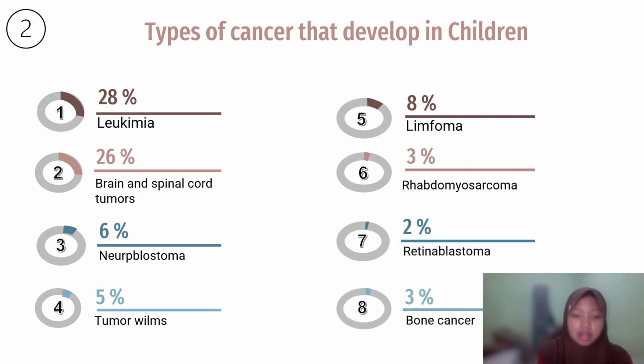Last is bone cancer. Cancer can start in the bones. Primary bone cancers occur most often in older children and teens, but they can develop at any age. They account for about 3% of childhood cancer. The two main types of primary bone cancer that occur in children are osteosarcoma and Ewing sarcoma.